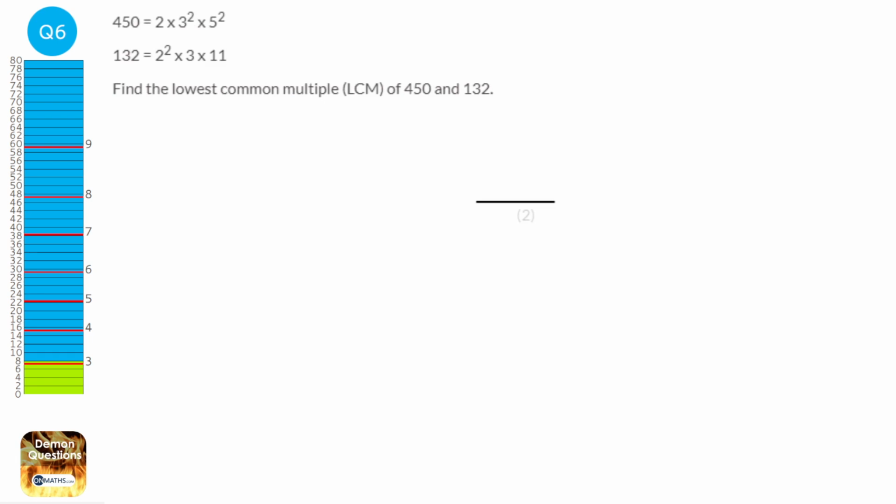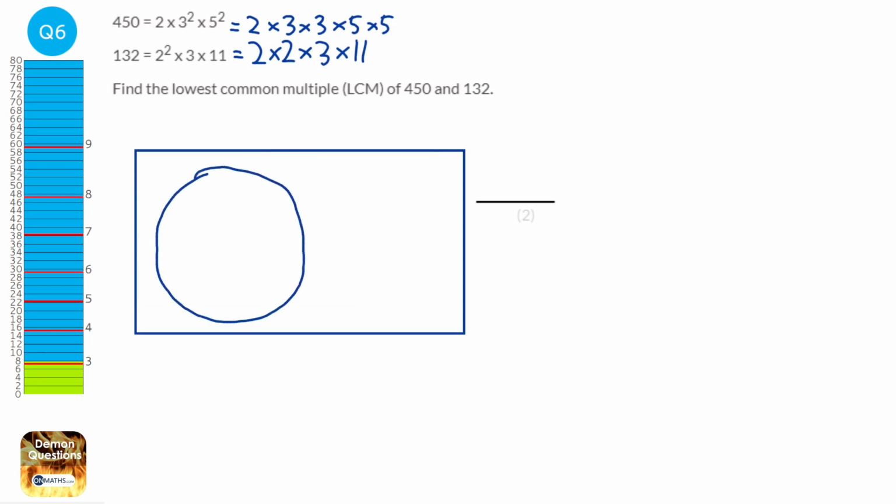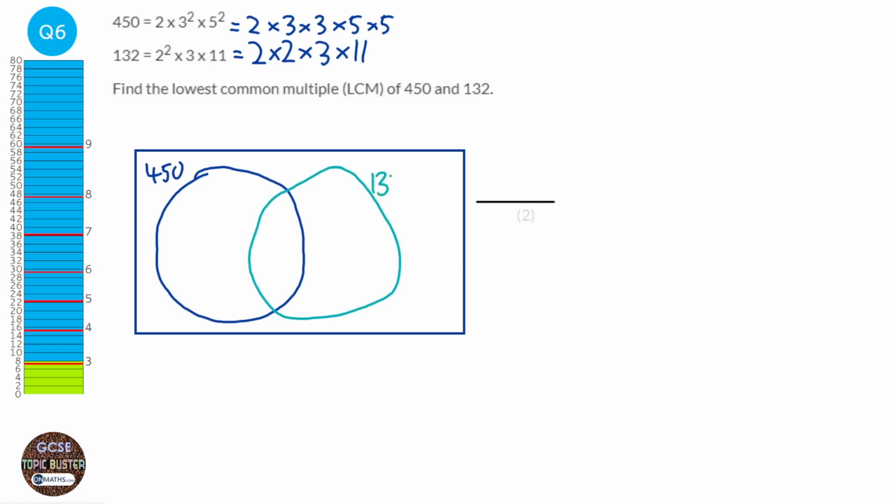What I'm going to do is start by rewriting the prime factors but without the squared, so 2 times 3 times 3 times 5 times 5. I'm going to do the same with the other list as well, so 2 times 2 times 3 times 11. Now I'm going to put these into a Venn diagram, so I'm just going to draw out a Venn diagram and get my two circles, because we're going to have the 450 and the 132. So 450 is on the left hand side and 132 is on the right hand side.